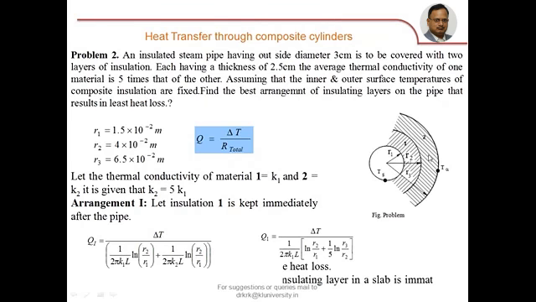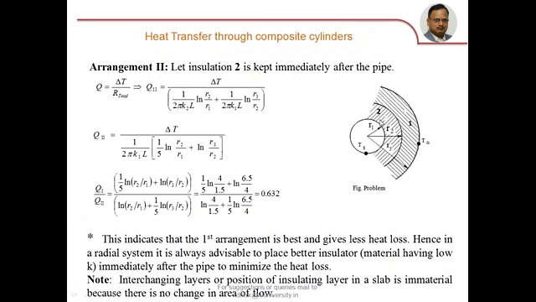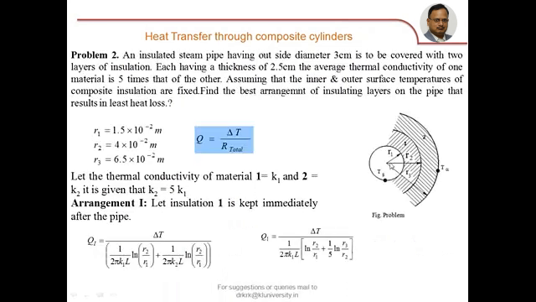If I interchange the layers like this, first I will keep insulation 2 and then I will keep insulation 1. What will be the rate of heat transfer? This is what you are supposed to do. Both insulations have a thickness of 2.5, only the thermal conductivity differs. K2 is 5 times K1.